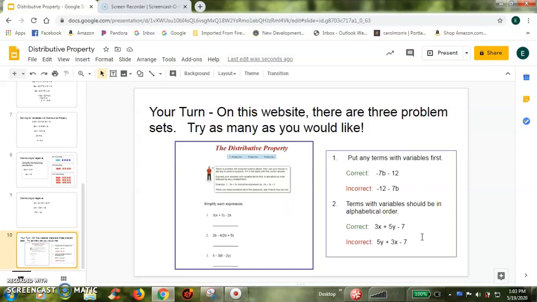The other piece that's proper form is that terms with variables should be in alphabetical order. So the correct way to write this trinomial, how'd you like that? Or check that out, what's a trinomial? The correct way to write this trinomial is 3x plus 5y minus 7. This would be the incorrect way to write the trinomial, 5y plus 3x minus 7. That's because they want you to put the variables in alphabetical order. Again, in terms of the mathematics, they are the same expression. This is just proper form.